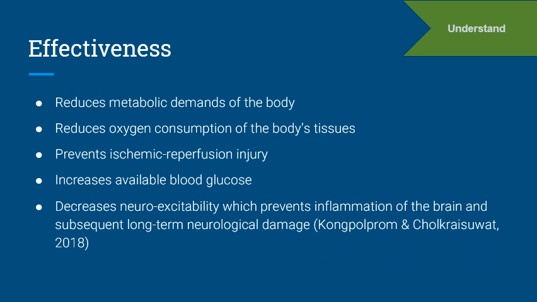Induced hypothermia works by reducing the metabolic demands of the body, which reduces oxygen consumption, therefore preventing ischemic reperfusion injury. Oxygen conservation is vital because prior to the use of TH, patients who suffered cardiac arrest would later die due to subsequent brain damage caused by a lack of oxygen. Also, you want to be able to reduce the metabolic demands to free up more glucose for the brain to utilize and protect the brain from damaging effects of hyperglycemia, which is a common physiological phenomenon in patients post-cardiac arrest. Reduction of core body temperature reduces neuroexcitability, which prevents inflammation of the brain and subsequent neurological damage.